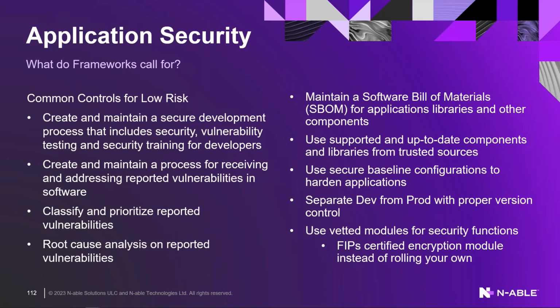libraries and other components that are used in developing apps. Using supported and up-to-date components and libraries from trusted sources, so not just some random GitHub repository you found. It needs to be something good, something with a good reputation. Separating your dev from your production environments, and using vetted modules for security functions. A good example of this is encryption modules. If you're going to have to transmit data across the wire, you're going to have to do that in an encrypted format. Don't try to roll your own solution there. Just go and use OpenSSL or a FIPS certified encryption module or something else to handle it. Don't try to do that yourself, because that is an entirely new set of constraints and controls and concerns you're adding in by doing that.